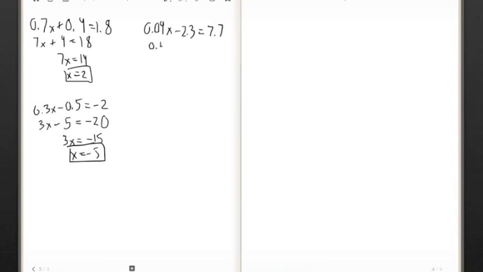And then we'll have 0.4x minus 23 equals 77. Now you just have one decimal here, so that's okay to keep. This will still be easy enough. 77 plus 23 is 100. And now we are going to do 100 divided by 0.4.